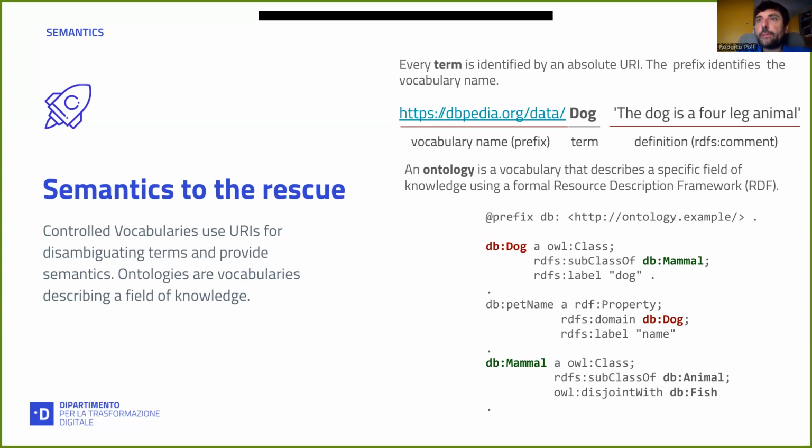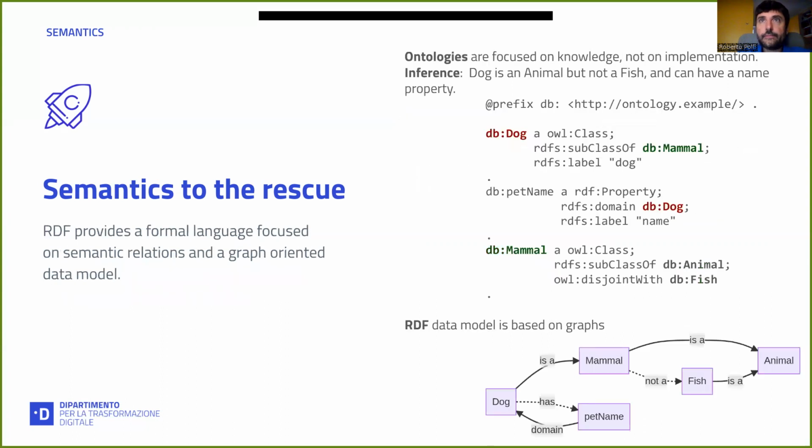Ontologies are created by people focused on describing knowledge, that are semantic experts. Ontologies are focused on knowledge, not on implementation. And they aim at doing something like inference. That is, from here we know that a dog is an animal, but not a fish, and it has a name property, for example.